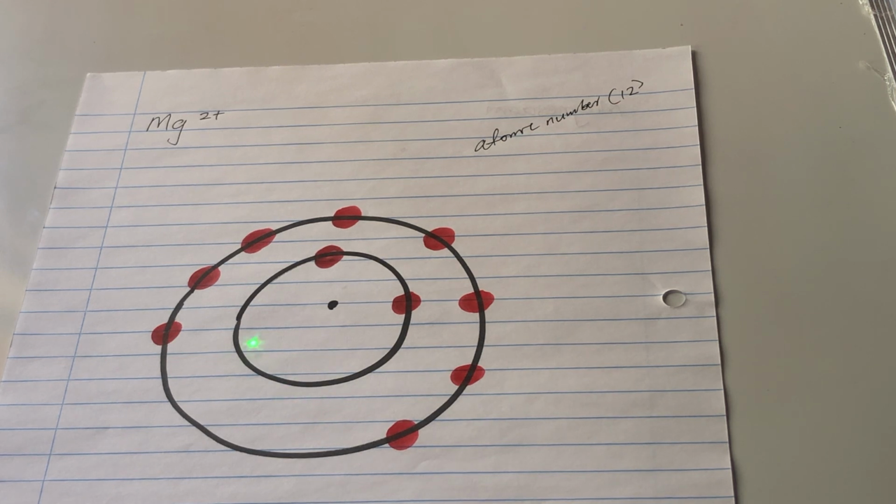We know that the first shell will take 2, and then we are left with 8. The second one requires how many? 8 electrons. Here they are: 1, 2, 3, 4, 5, 6, 7, 8. Including these two, they give us 10.